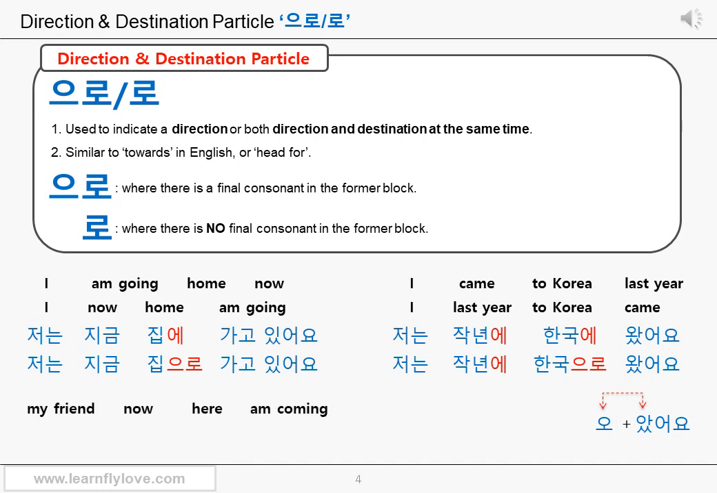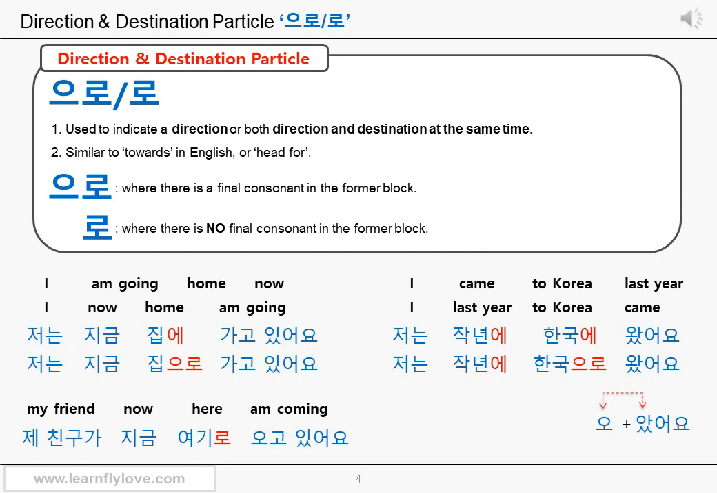My friend, now, here, am coming. My friend is coming here now. My friend, my can be 제. So my friend is 제 친구. You can omit 제, no problem. Let's use the subject particle 이, 가 this time. 제 친구가. You might wonder why. My answer will always be the same. Just based on the simplest possible context in my head. That's all. I don't think I would need the nuance of comparing or changing the topic here.